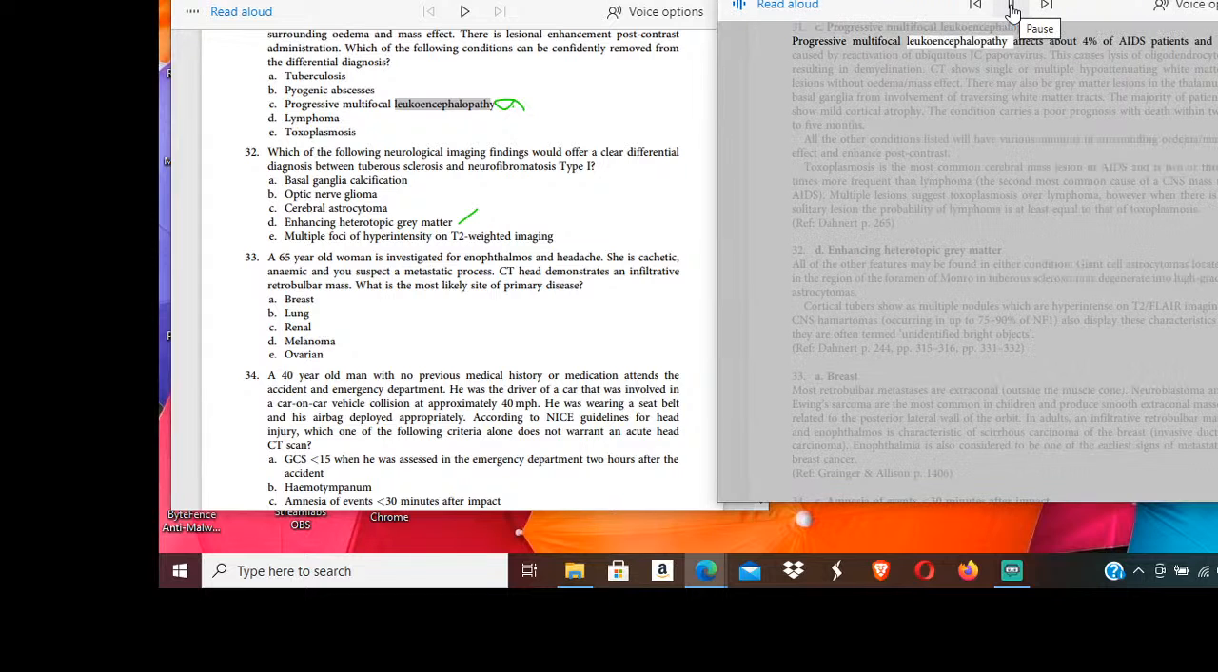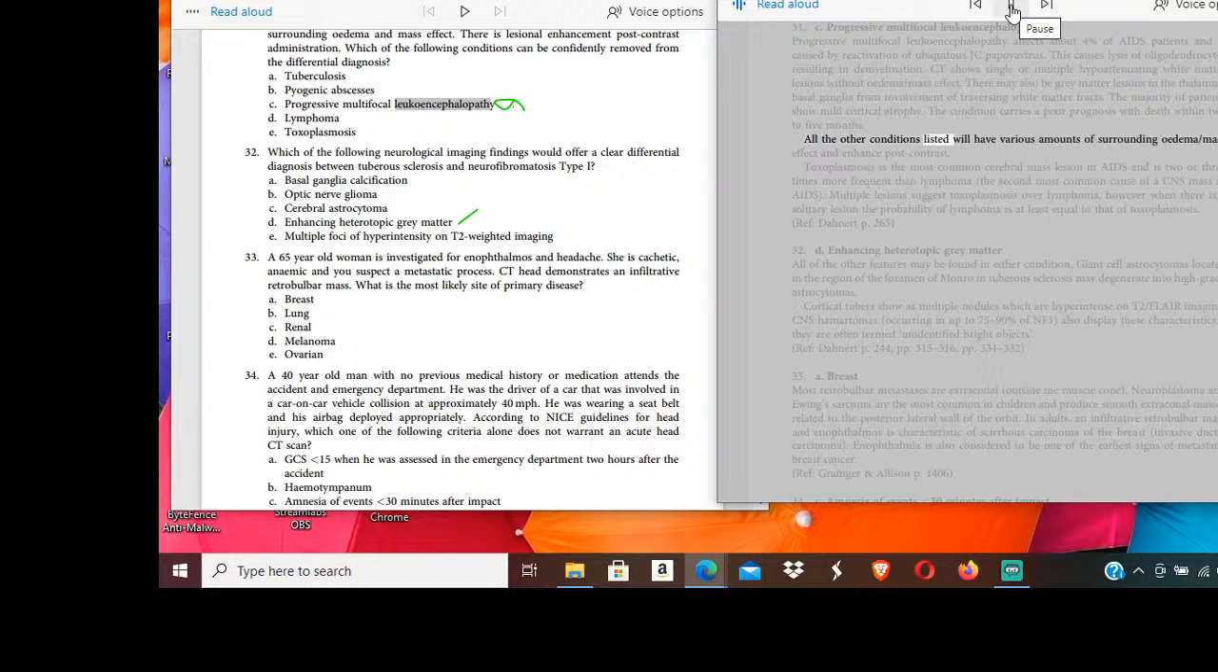Progressive multifocal leukoencephalopathy affects about 4% of AIDS patients and is caused by reactivation of the ubiquitous JC papovavirus. This causes lysis of oligodendrocytes resulting in demyelination. CT shows single or multiple hypoattenuating white matter lesions without edema or mass effect. There may also be gray matter lesions in the thalamus and basal ganglia from involvement of traversing white matter tracts. The majority of patients show mild cortical atrophy. The condition carries a poor prognosis with death within 2 to 5 months.